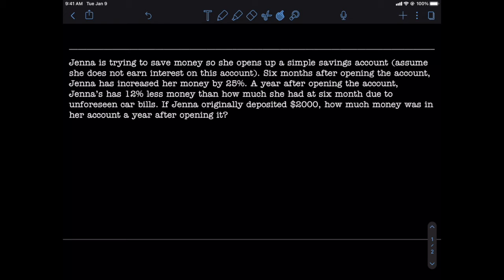Lots of information to unpack here. Let's go through one at a time and highlight all the things we think should stand out to us. The first thing I see is increased her money by 25%. This tells me percent increase formula. Then I see 12% less money, and that tells me percent decrease formula. I see that the amount of money she had in her account at 6 months is important, and then I also see that she originally deposited $2,000. Whatever do? We have conflicting information. Are we to use the percent increase formula, or do we use the percent decrease formula? A closer reading will tell you that you need to use both.